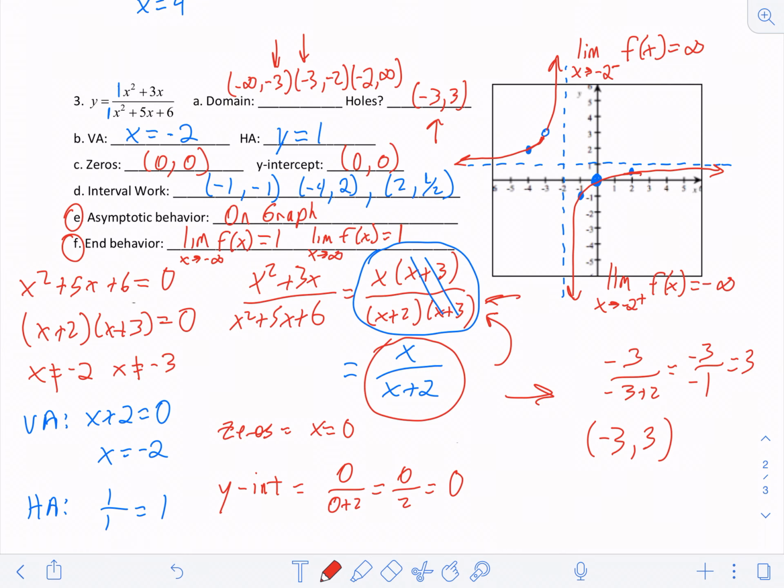So there are two of the problems worked out. Notice the only real big difference between number 1 and number 3 is number 3 had some factors that canceled, and that produced a hole in my graph, and that's very important. So make sure if you have any factors that cancel, it's going to produce a hole in the graph. So I've gone ahead and done numbers 1 and number 3 for you.